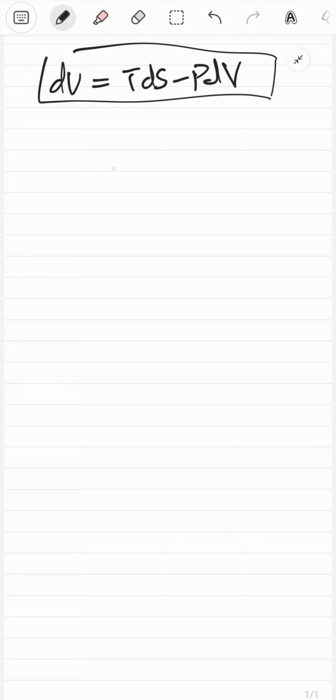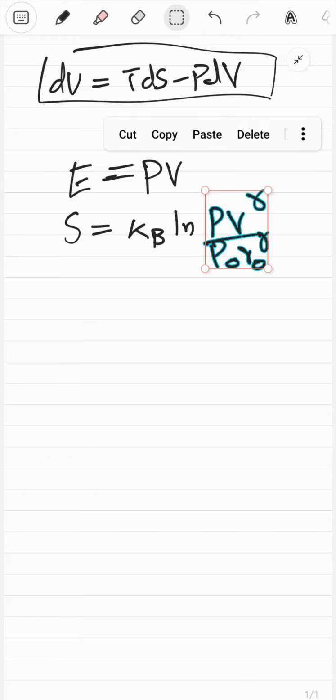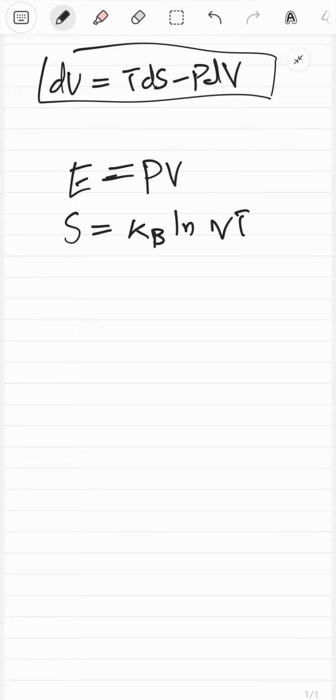So for example, you want to write energy for maybe a gas, and you can write it as just P times V, or maybe you want to write entropy for a gas or some other system, you can write it completely in terms of just two variables, something like k_B times natural log of PV to the power gamma upon some constant. We don't know what that is, but that is the whole idea. Actually, I shouldn't write it like that. I should write it as V T to the power f by 2 or something like that. But that's the idea.